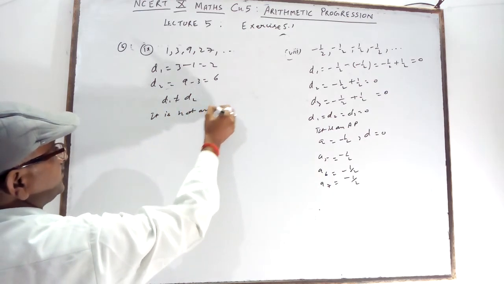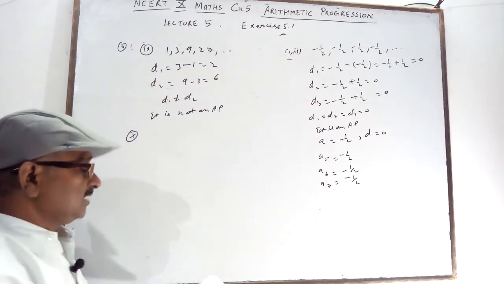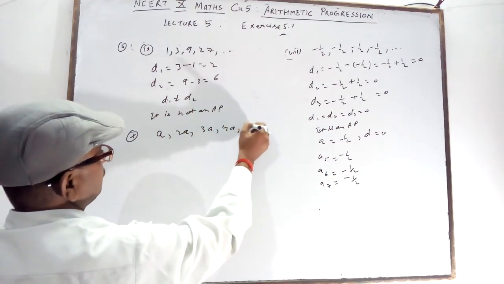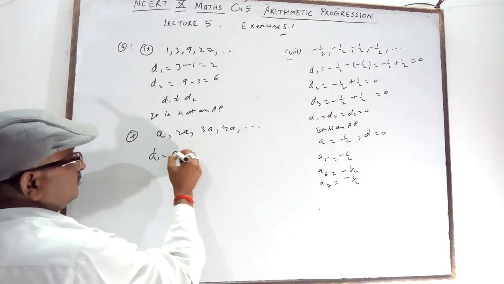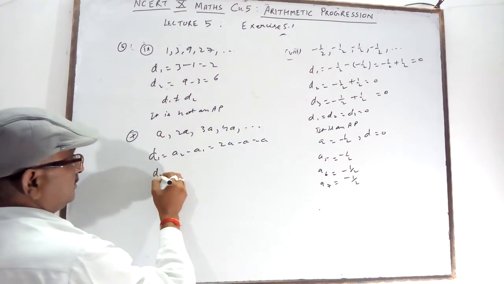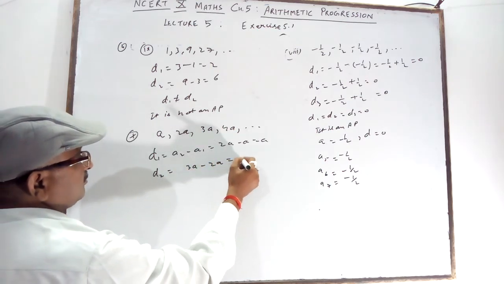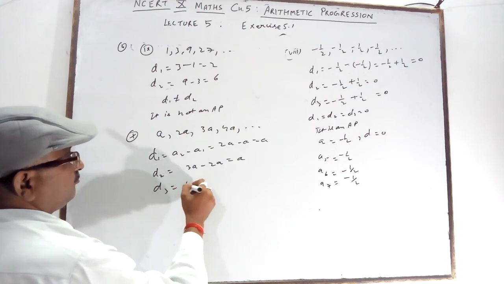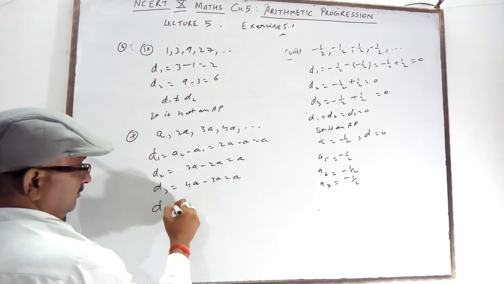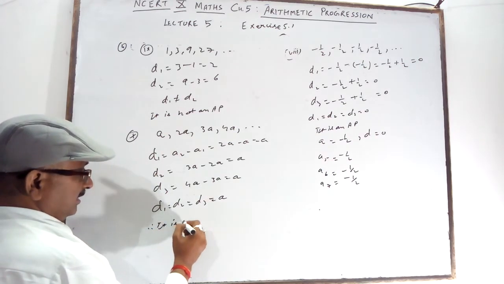Not an AP. 10th part. The 10th part is given: a, 2a, 3a, 4a dot dot. So D1 is equal to A2 minus A1, that is 2a minus a is equal to a. D2 is equal to 3a minus 2a is equal to a. D3 is equal to 4a minus 3a is equal to a. So all are equal: D1 equal to D2 equal to D3 is equal to a. So it is an AP.